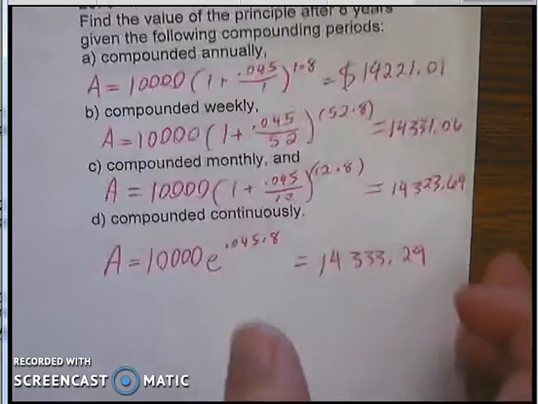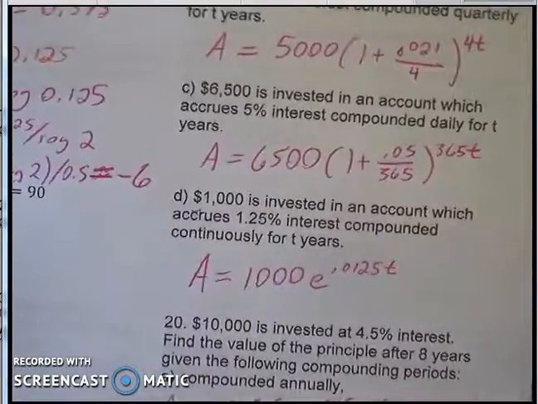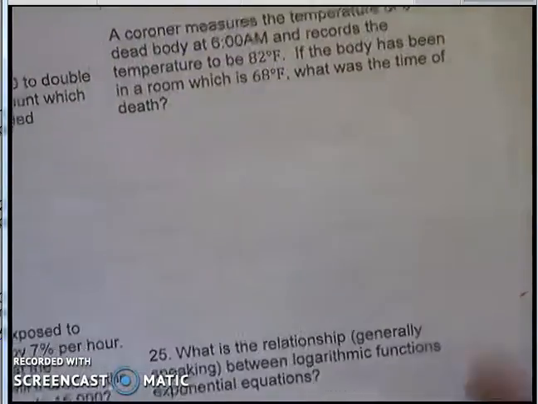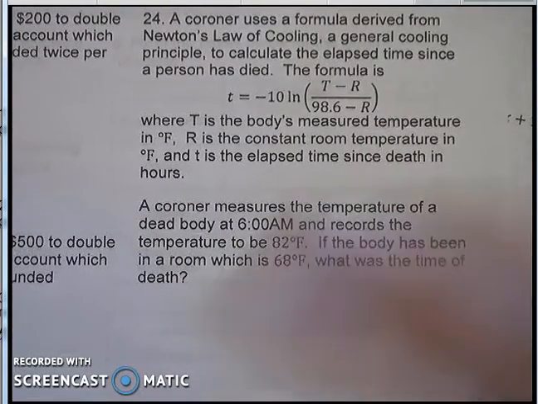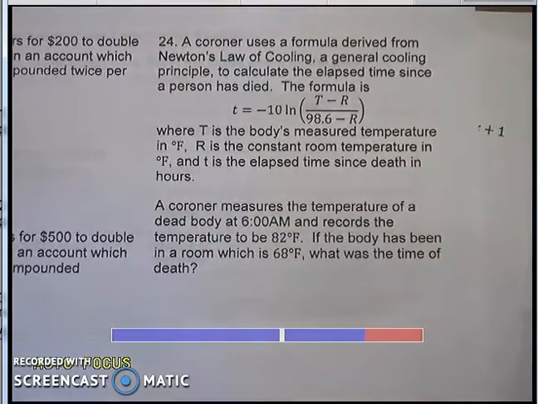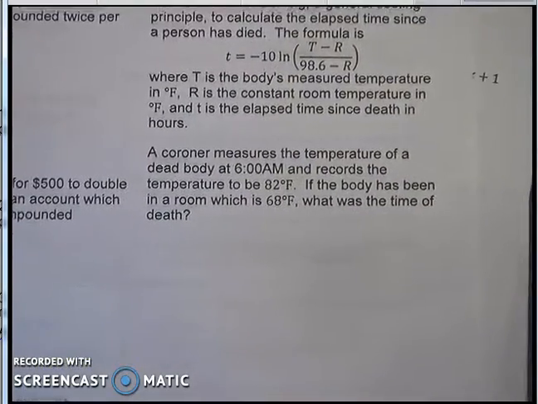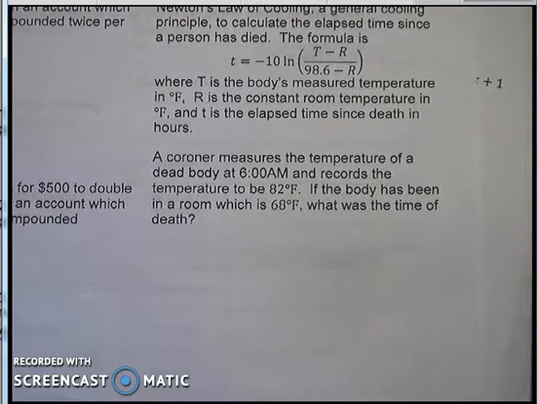So that's the last one I'm going to do here. 24 says a coroner uses a formula derived from Newton's law of cooling, a general cooling principle, to calculate the elapsed time since the person has died. There's a formula there, where the T stands for the measured temperature of the body, and the R stands for the room temperature, which we assume to be constant. A coroner measures the temperature of the dead body at 6 a.m. and records the temperature to be 82 degrees. The body's been in a room which is 68 degrees Fahrenheit. What's the time of death?